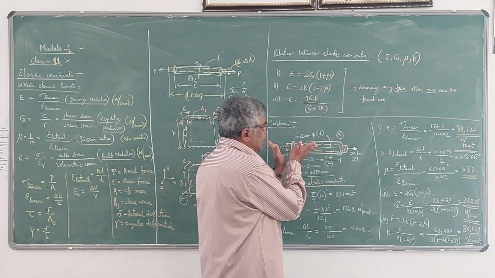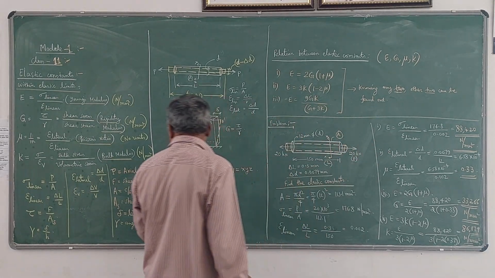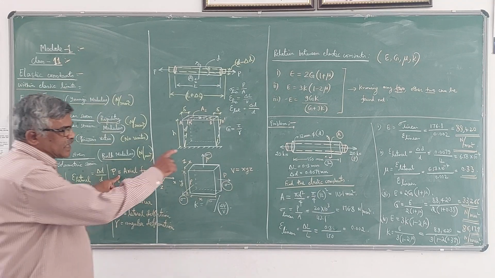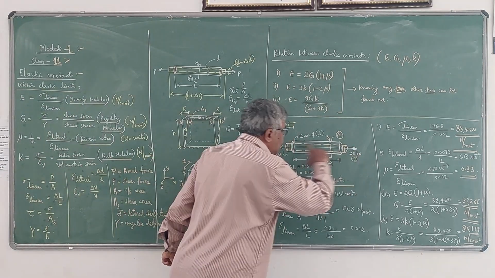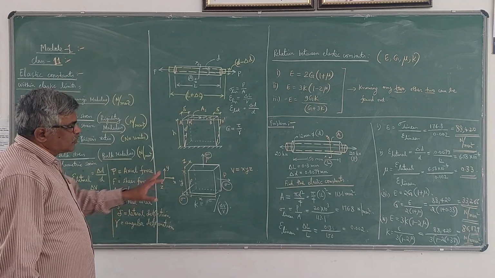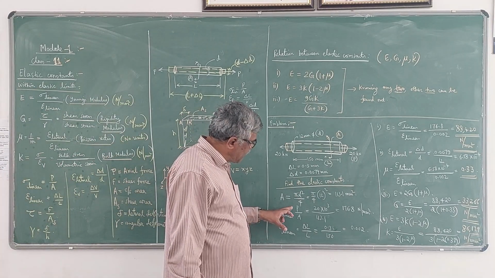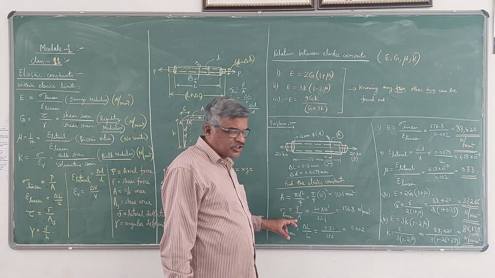So the force is acting like this, so it is called the axial force. See here, I have written here, P is called the axial force because it is acting along the axis of the bar. So here, linear stress is given by the resistance force divided by cross-sectional area.